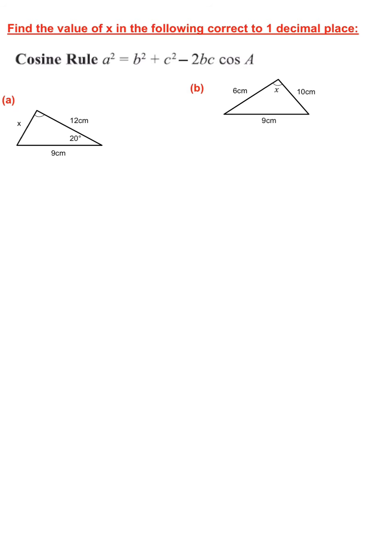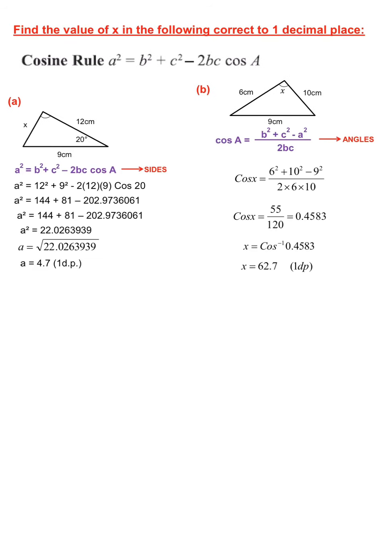Now, let's see how you did. You can see on the left you should end up with 4.7, and on the right then, 62.7 degrees. Remember, on the one on the right, you had to use the rearranged version of the formula.